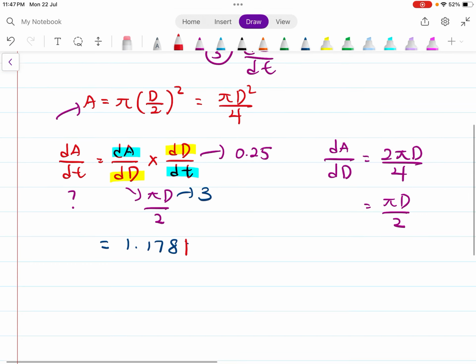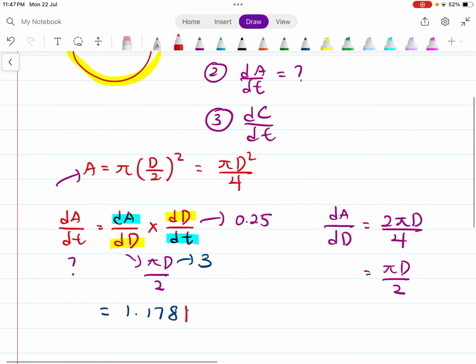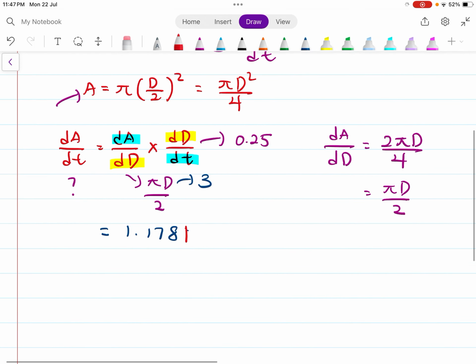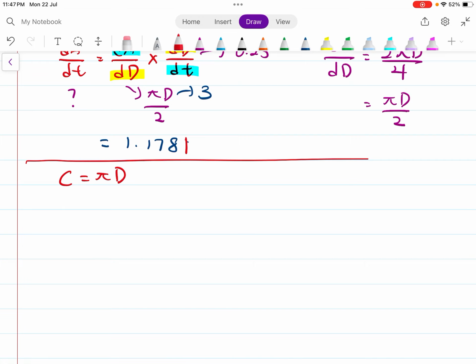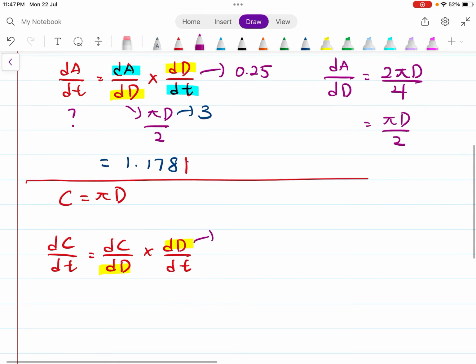The next part will be the circumference. For example, we want dC/dt. Same thing, I want to form the equation. Circumference is equal to 2 pi r, or what I should say, pi D. So that's the formula. With this, of course, dC/dt is equal to dC/dD times dD/dt. You can see dD and dD cancel, so what is left is this, and this is your 0.25.